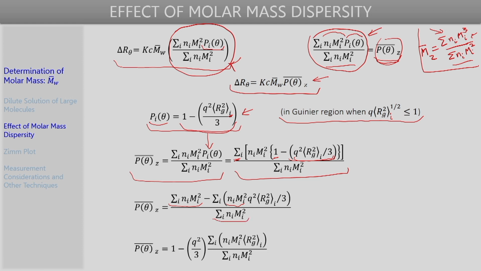If we divide both the terms in the numerator by this denominator, then the first term just becomes 1, because we are dividing Ni Mi square by Ni Mi square. In the second term, we notice that q square and 3 are constants, and these can be taken outside the summation sign. That is what we have done in the next step, taking this q square by 3 outside the summation sign, and the term that remains is summation Ni Mi square Rg,i square divided by summation Ni Mi square.